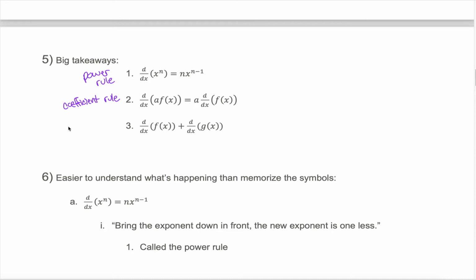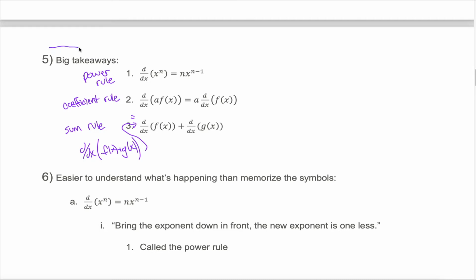And then the third rule, which maybe we refer to as the sum and difference rule or just the sum rule, whatever, is not written here. That's kind of funny. It says that the derivative of the sum of 2 different functions is equal to the derivative of the first function plus the derivative of the second function.